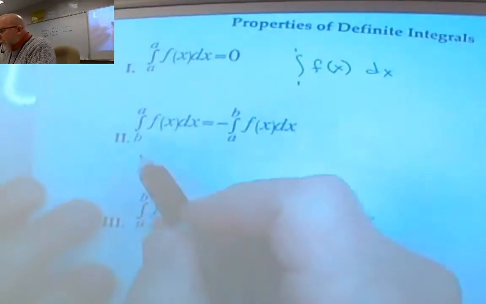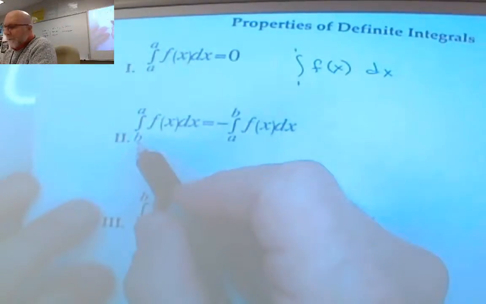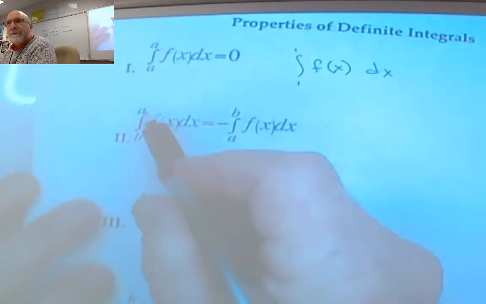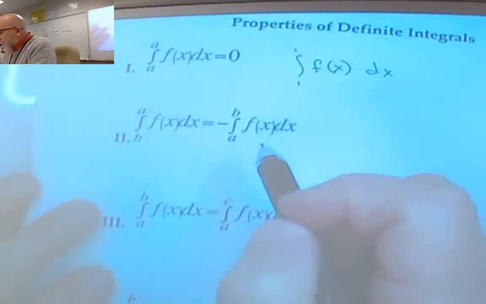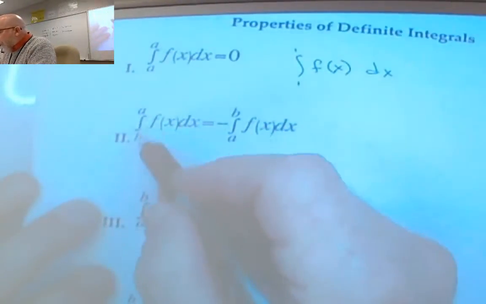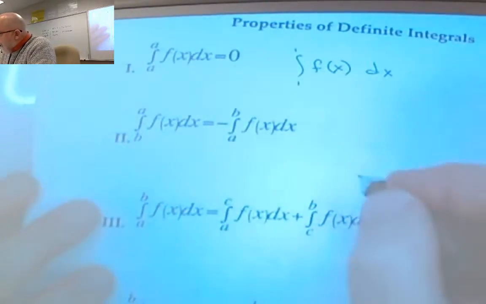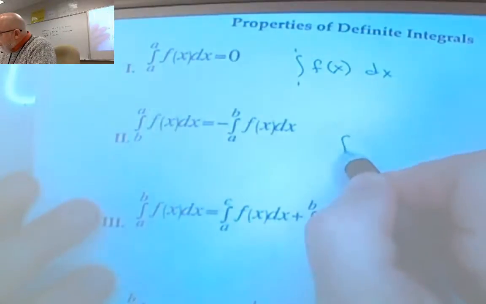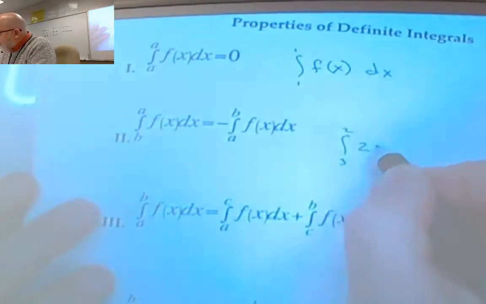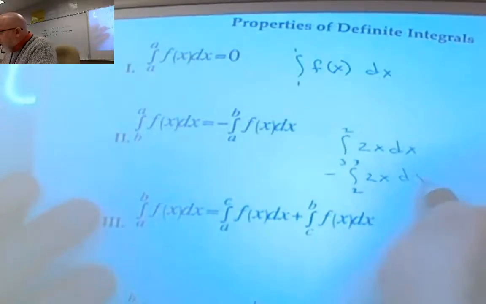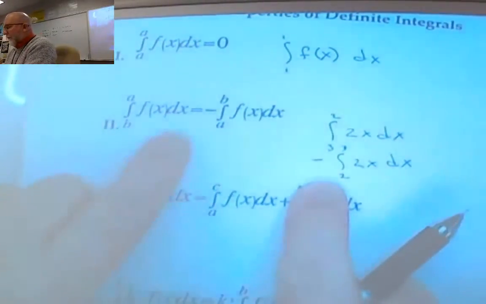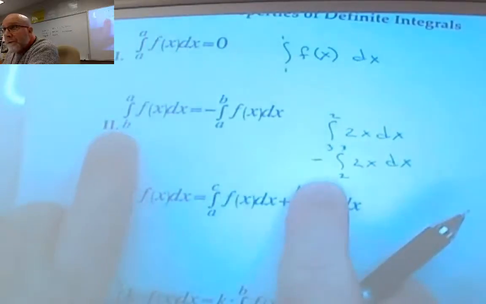Secondly, I told you that b is always the biggest number and a is always the smallest number. If they're in the wrong order, you have to put them in the correct order, but you got to multiply by a negative. So if I have the integral from 3 to 2 of 2x dx, what I have to do is write that as a negative integral from 2 to 3 of 2x dx, because you got to multiply it by the opposite because they're in the opposite order. Are we okay with that?